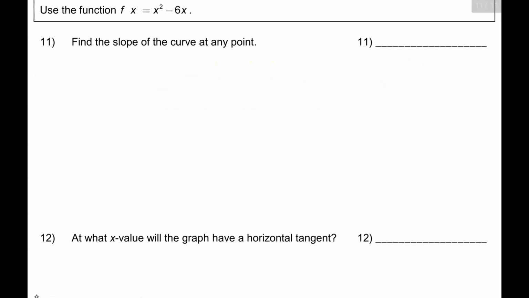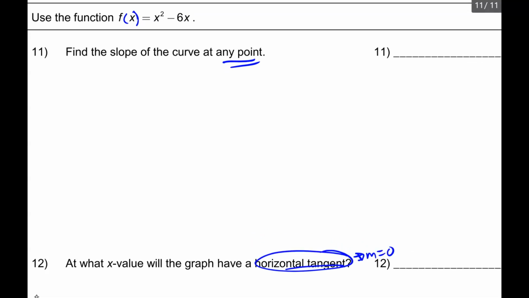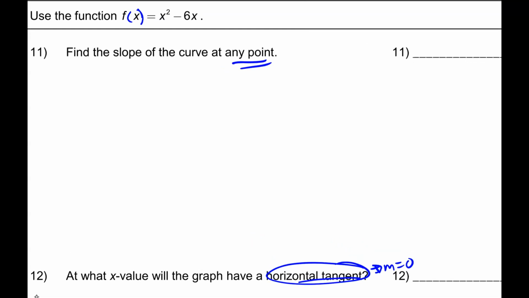Okay. Last two questions. So f of x is equal to x squared minus 6x. Find the slope at any point, which means an expression in terms of x. And then at what value will it have a horizontal tangent? Horizontal tangent means the slope is equal to 0. So these are more the level of questions that you'll be expected to be able to just plow through next year in calculus. So we want the slope at any point, but notice it's a point, not average.